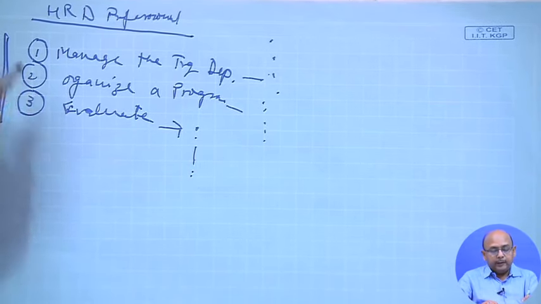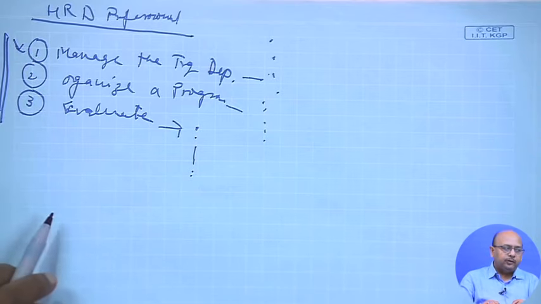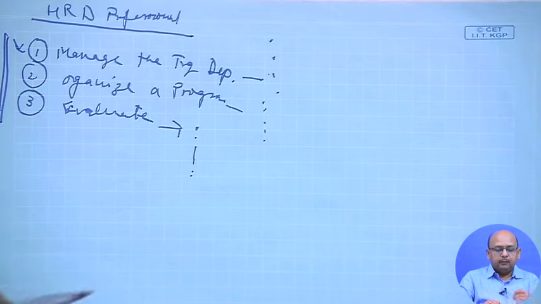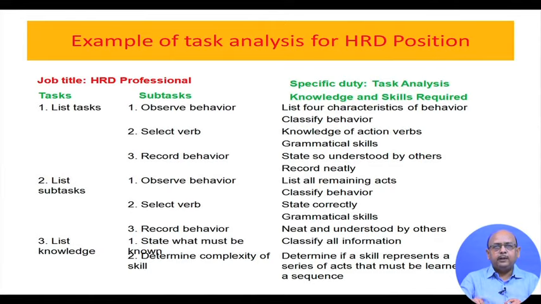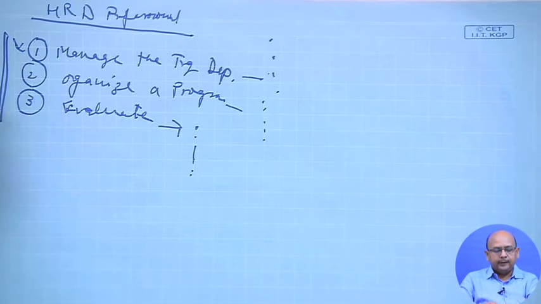And then how are we going to collect data? You have to see how the training function is managed by the HRD professional, the HRD manager. So, you go for observations, you are going to see how this is being done, using the verb, okay, this job is done by this, and then you are going to record these behaviors, and the same thing we are going to do for the subtasks also, because these are the list of tasks.